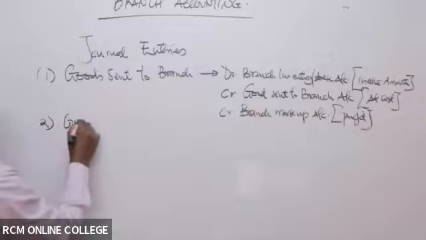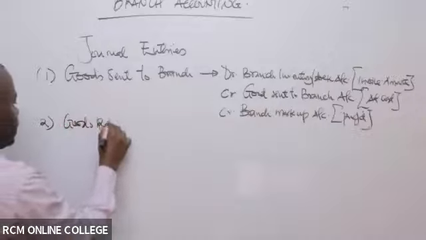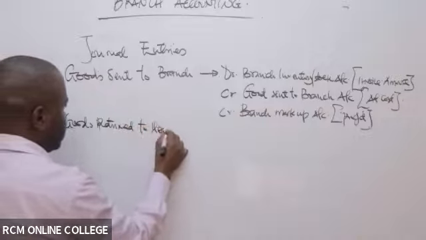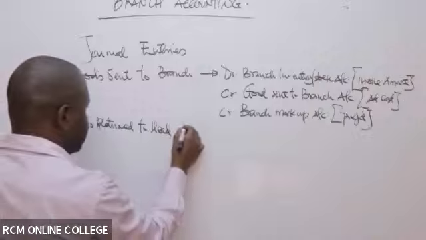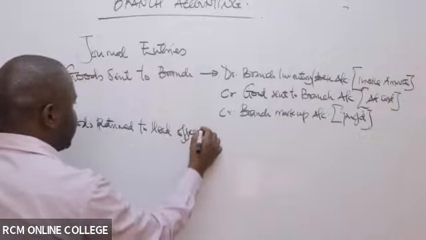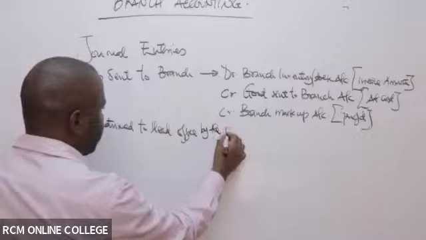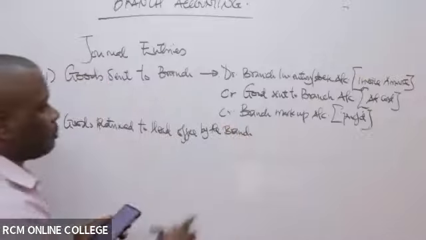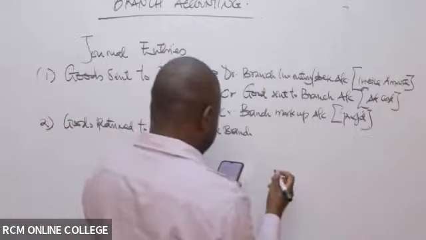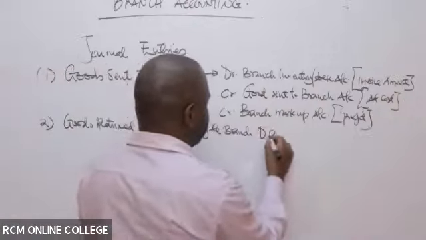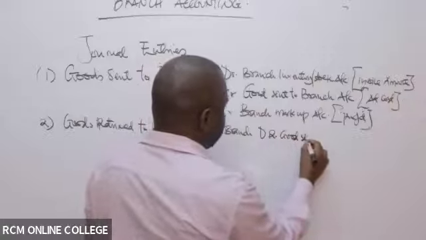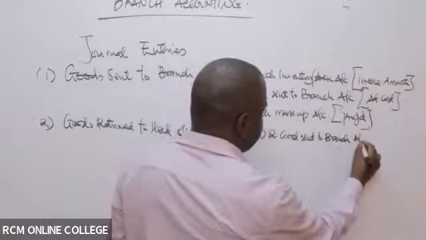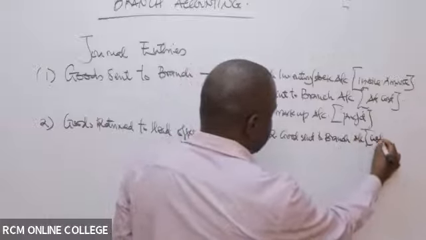So goods returned to head office by the branch. You'll do the opposite, you just do the reverse. You'll debit the goods sent to branch account. This one will actually be at cost.